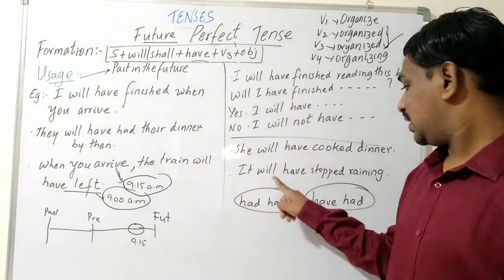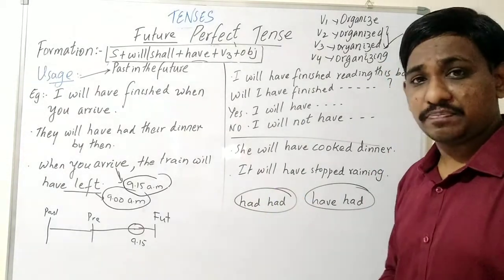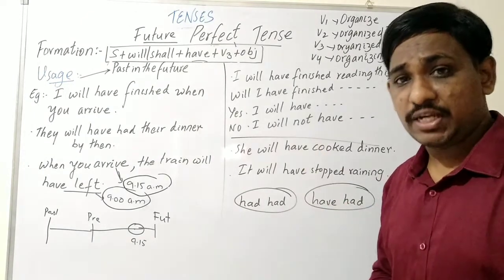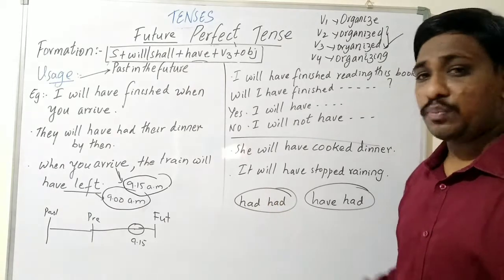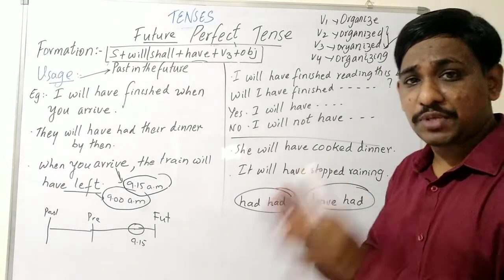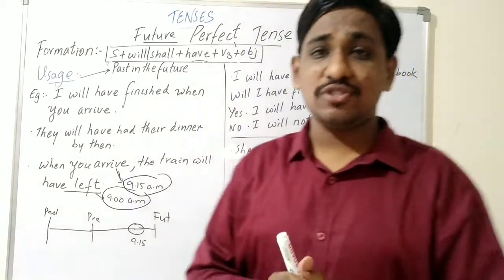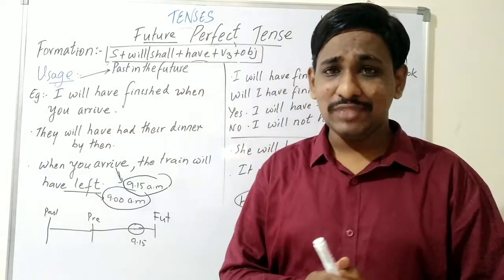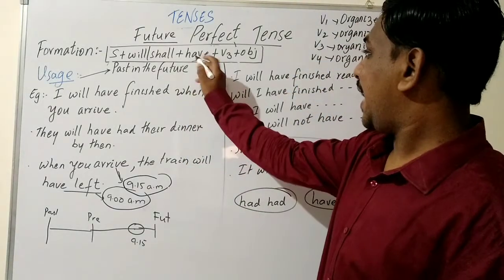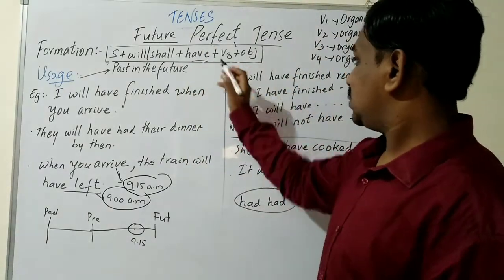One more sentence. It will have stopped raining. So you're speaking about again tomorrow. By this time it will have stopped raining. So, and one more. Had. Some students ask me, sir, is this expression correct? I had my dinner. What do you think? Is it correct? Yes, it is correct. Here, one had is used.